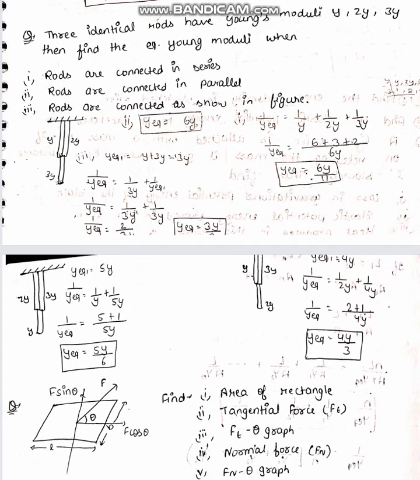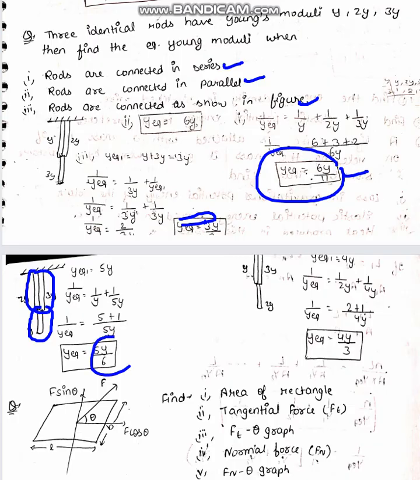Next, we have a question where 3 rods are given. The rods are connected in series, then in parallel, then in a different combination. In series combination they are added following 1 by K equivalent. So substituting the values, we get Y equivalent as this. In parallel combination they are added simply, so that will be like this. And we are given a different combination. For example, here these two are in parallel and their combination is in series. From these two the equivalent is 5Y by 6. So in that way we can calculate.